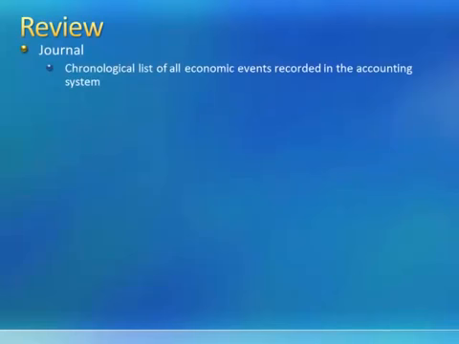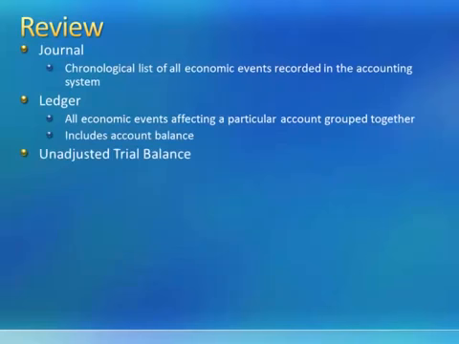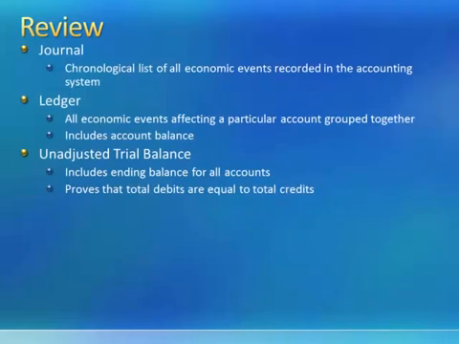Continuing with our review, recall that the journal is a chronological list of all economic events recorded in the accounting system. The ledger includes all economic events affecting a particular account being grouped together. It includes the account balance. The unadjusted trial balance includes the ending balance for all accounts, and it proves that total debits are equal to total credits.